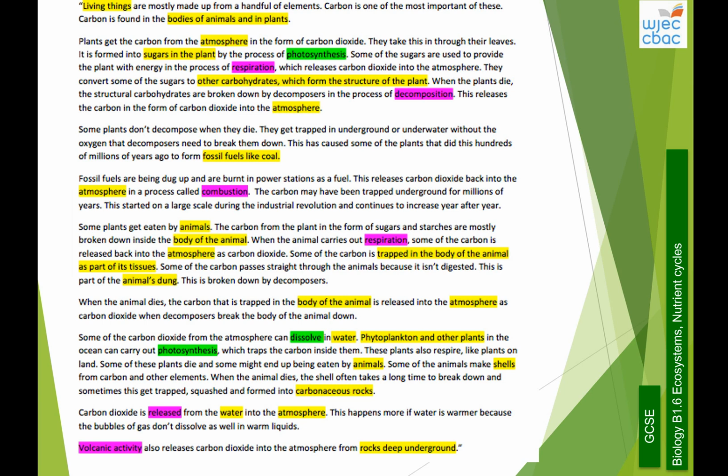It's still there though in the water. It's just not in the atmosphere. So technically we can say it's been taken out of the atmosphere. And the last area, the last process that returned carbon to the atmosphere, there's a couple of places here.